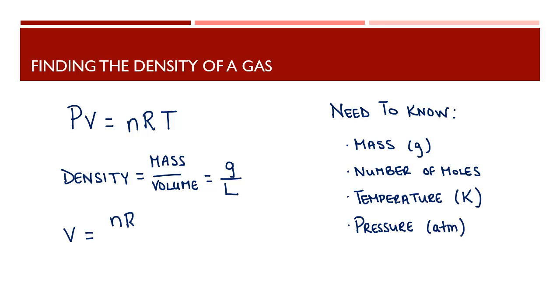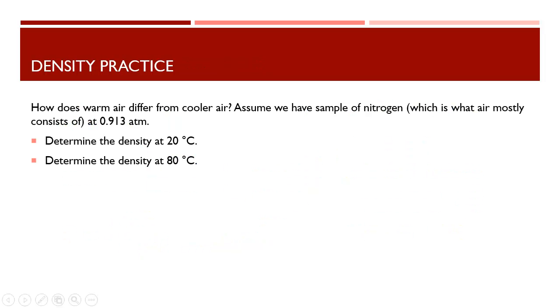If you did know the volume of the gas, finding the density would be extremely easy because you would take the mass over the volume. But if you don't know the volume, you can rearrange the ideal gas law to solve for V, nRT over P. That will give us a certain number of liters, which we can plug into that density formula with the given mass and calculate the density of that gas.